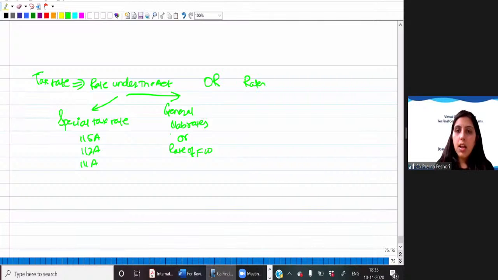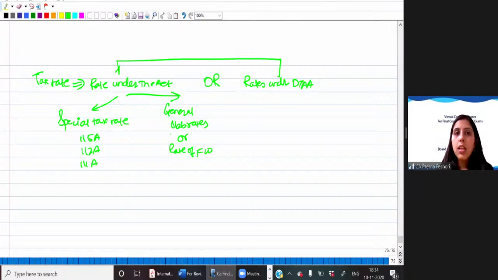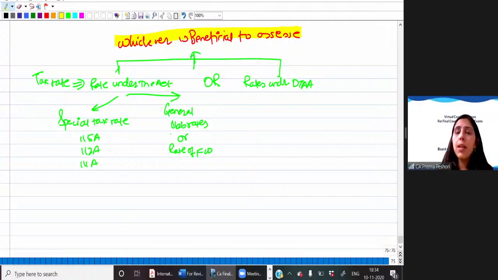The rates under DTAA. Out of this, under special or general, the specific will prevail over the general. If specific rates are provided, they will prevail over the slab rates, right? But between this and this, whichever is beneficial to the assessee. So if the rate under the Act is more beneficial to the assessee, then the tax rate under the Act will apply. But if the rate under DTAA is say 5%, but the rate under the Act is say 10%.